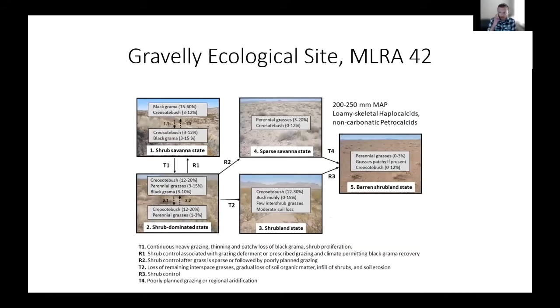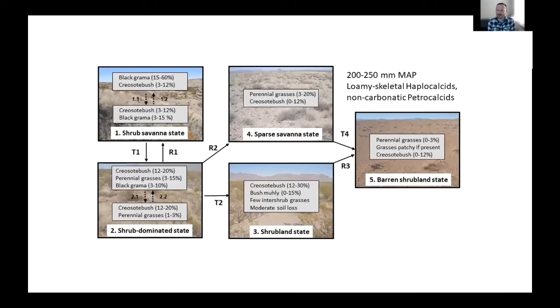Now I'm going to shift over to the next example using the gravelly ecological site in MLRA 42. This site has a shrub savanna reference state, and transitions to other states are characterized by densification of shrubs and loss of grasses. This state key also relies on species indicator thresholds taken from the ESD, expert and local knowledge, and other published resources. Again, black grama is a key indicator, but also creosote bush, bush muley, and total perennial grass cover are also indicators of changes in state.